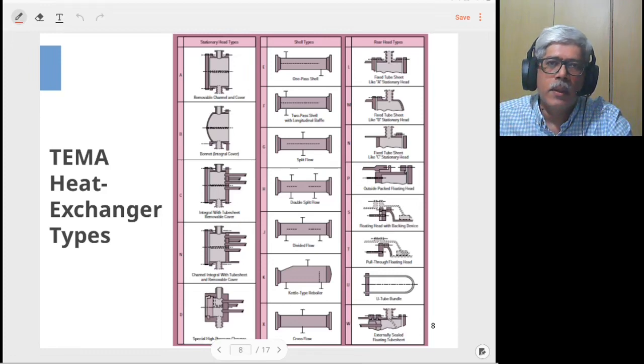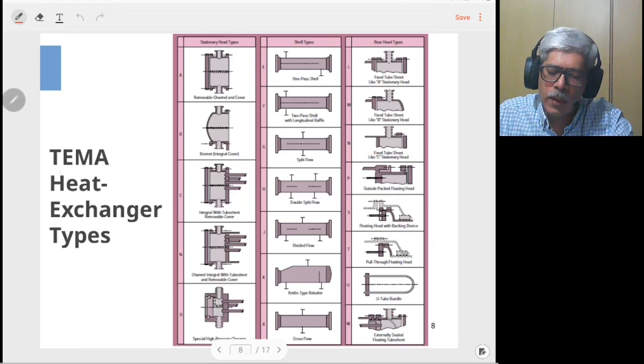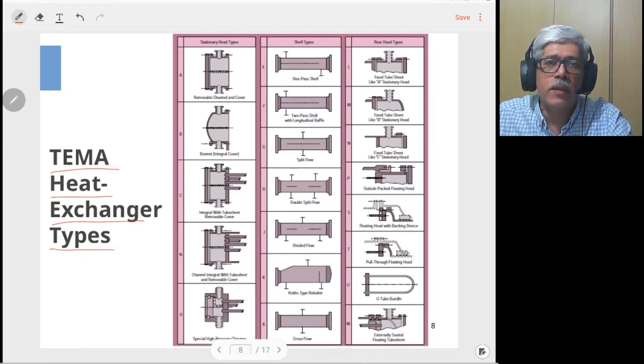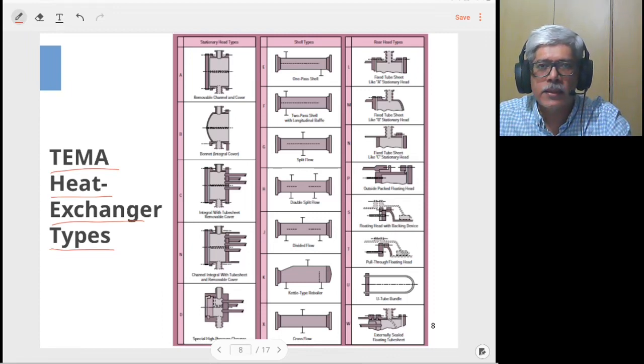Based on the head types at the inlet and outlet and the type of shell, the TEMA heat exchangers are classified. So depending on the classification, that is the type of the two sides of heads, that is the two channel sides, and the type of shell, there are different types of heat exchangers defined.